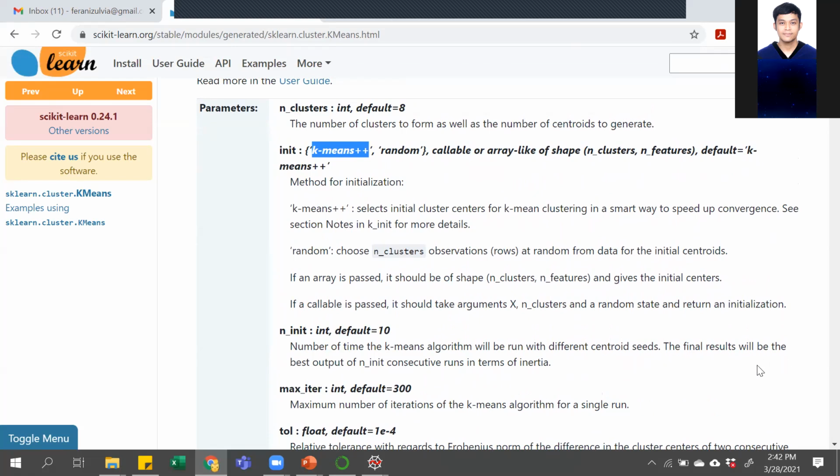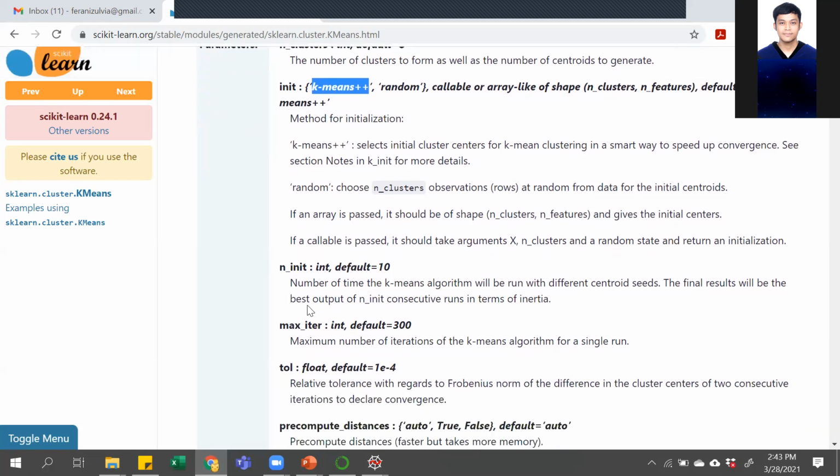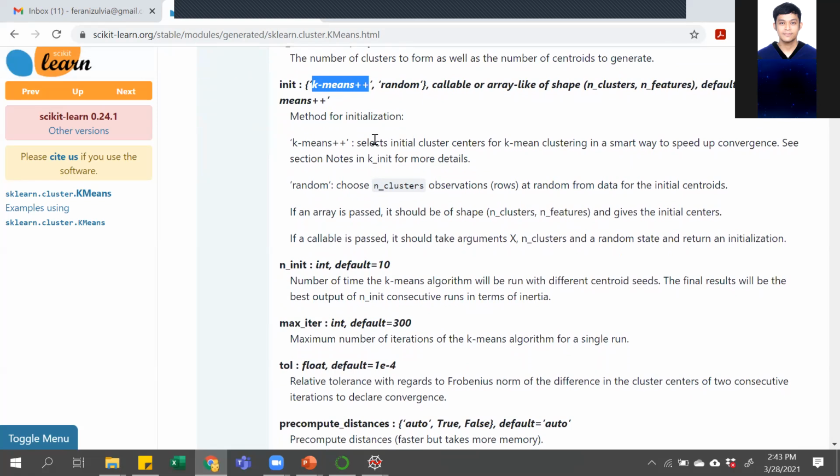The final result will be the best output of the consecutive runs in terms of inertia. Okay, so this package, because they know that the initial centroid is the biggest problem of k-means, provides us with some ways to deal with the random initial centroid. So the first one is this strategy, and the second one is like this.